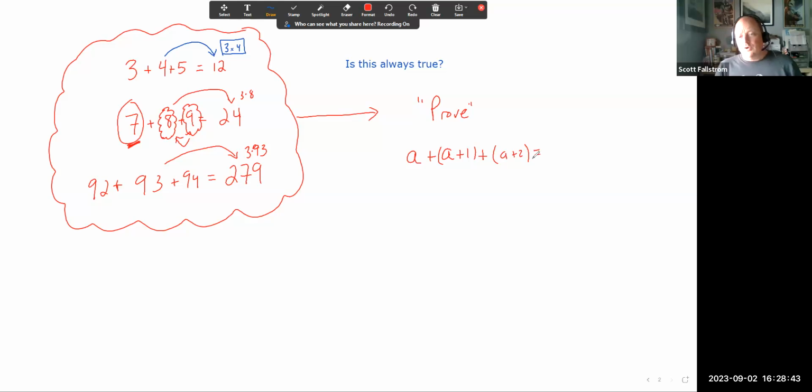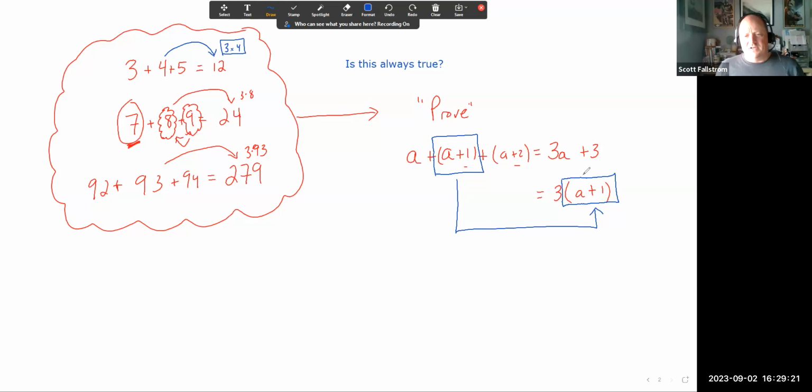Now we're going to do a little bit of algebra. Again, prerequisite for the class, not a big deal. A plus A plus A would get you 3A. And then I have a plus 1 and a plus 2, so that would be plus 3. If I now factor, it's 3 times (A plus 1). Let me change the color. Take a look over here. There's the middle term. And the sum of the three terms is always going to be 3 times the middle.